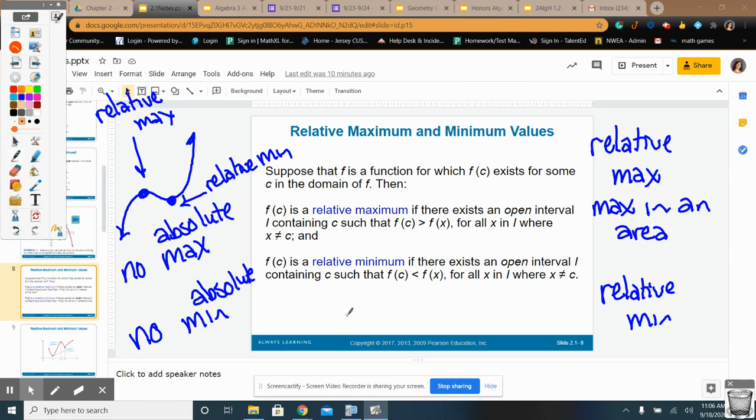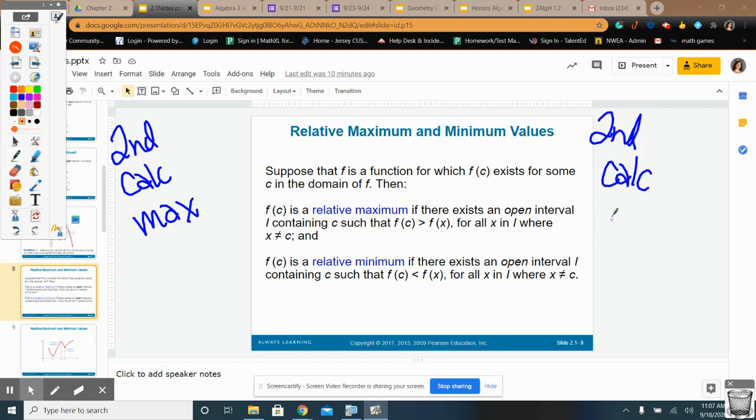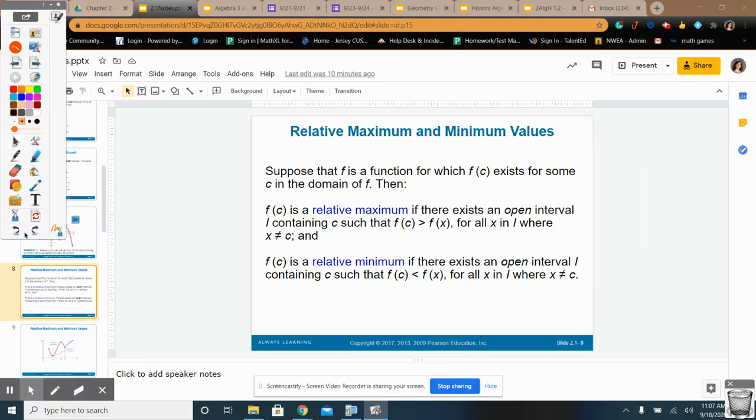Other ways you can think of it is as a turning point. If your graph is ever turning from increasing to decreasing, that will be a relative max or a relative min. So we will find those points with our calculators. A lot of time you can put second calculate max or second calculate min, and you can find those values. And those turning points are really important because they tell us where our graph goes from increasing to decreasing.